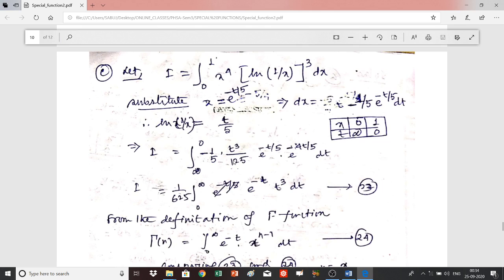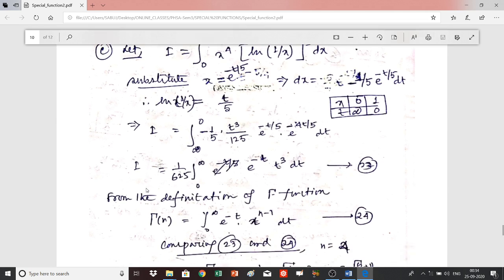Then x to the power 4 is here, e to the power minus 4t by 5, and then the value of this term, log 1 by x to the power 3, log 1 by x is t by 5, so t by 5 whole cube, that means t cubed by 125, and then dx, that means minus 1 by 5, then e to the power minus t by 5 is here, and dt.